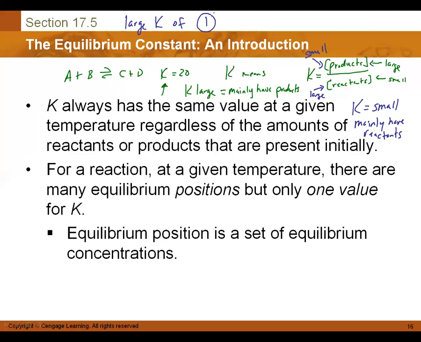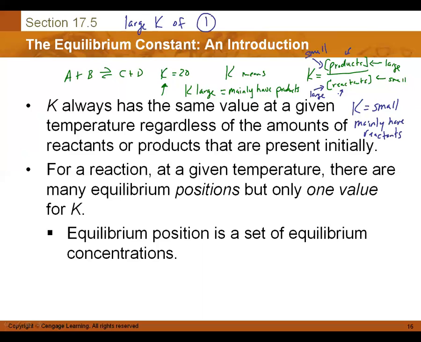So basically 1 is considered a large value of K, or really anything above 1 is considered a large value of K. Anything that is less than 1 is considered a small value of K. The reason is because if you had 1, the only way you could get 1 is you need to have almost equal products and reactants, right? And that would get you 1. So obviously, if you get a larger value than 1, then that means you have more products than reactants. And if you had a smaller value than 1, you would have more reactants than products.